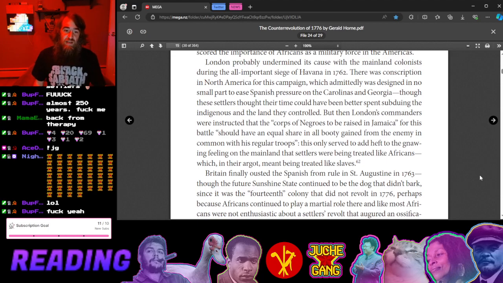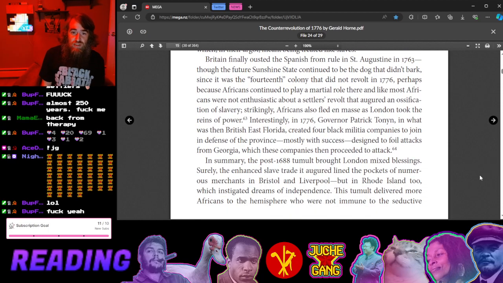But then London's commanders were instructed that the corps of Negroes to be raised in Jamaica for this battle should have an equal share in all booty gained from the enemy in common with the regular troops. Unquote. This only served to add heft to the gnawing feeling on the mainland that settlers were being treated like Africans, which, in their argot, meant being treated like slaves.